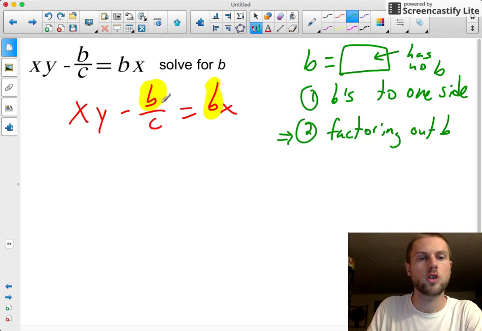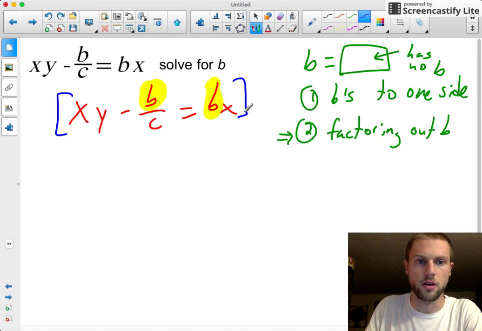So let's start off by, well, we can start off a number of ways, but what I'm going to do is get rid of this c in the denominator. So I'm going to start off by multiplying everything by c. The reason I'm doing that is because that's going to eliminate this fraction, and that's going to make life easier for me. I don't have to worry about common denominators, anything like that.